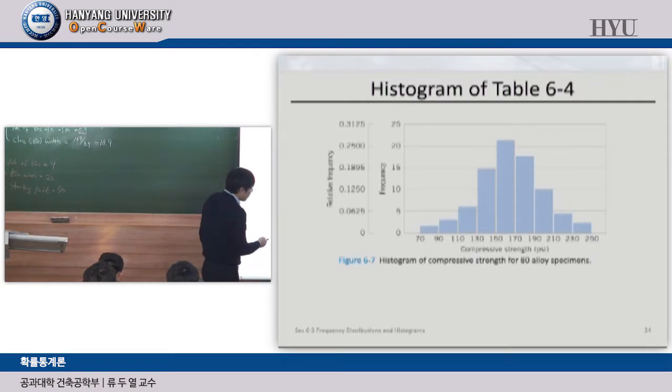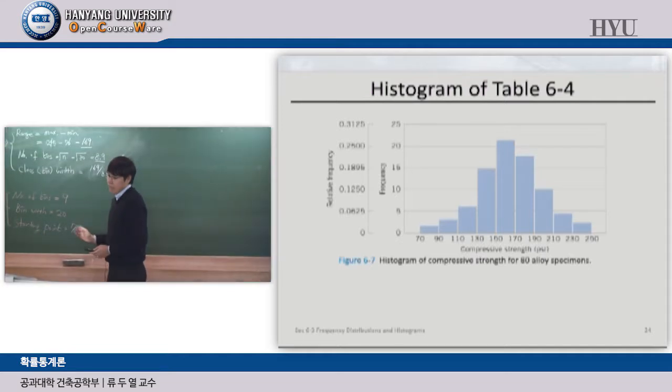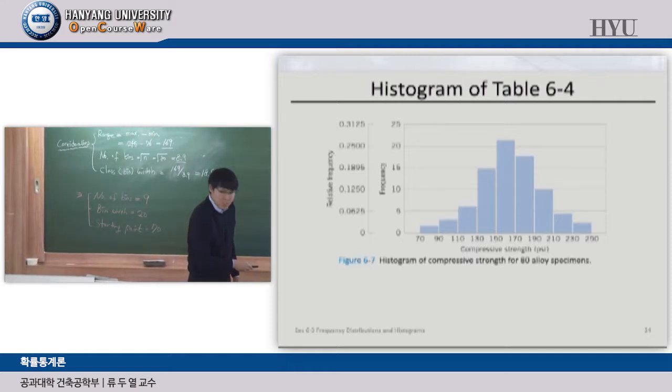For example, the starting point of the compressive strength is 70 here, and the width of the bin is 20. This was determined based on this calculation. And also, the number of bins here: 1, 2, 3, 4, 5, 6, 7, 8, 9. So from this process, we can determine the number of bins and the width of bins.